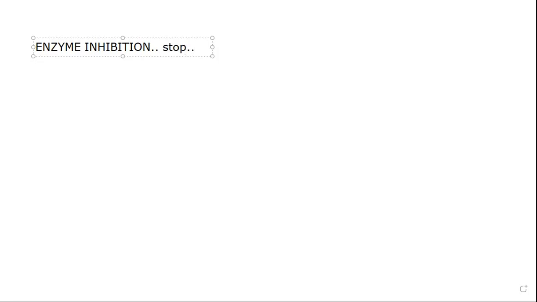Enzyme inhibition is a factor that is stopping the normal enzyme activity. That is known as enzyme inhibition. And the chemicals that bring about this inhibition, this stoppage of the enzyme activity, are known as the inhibitors.